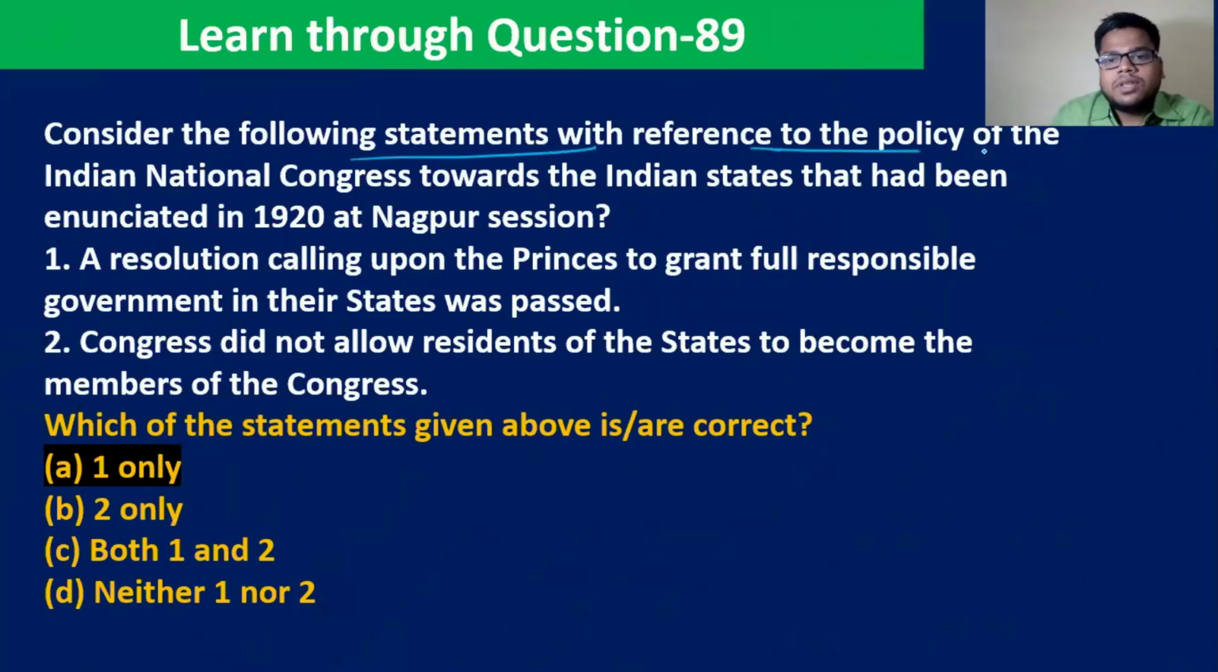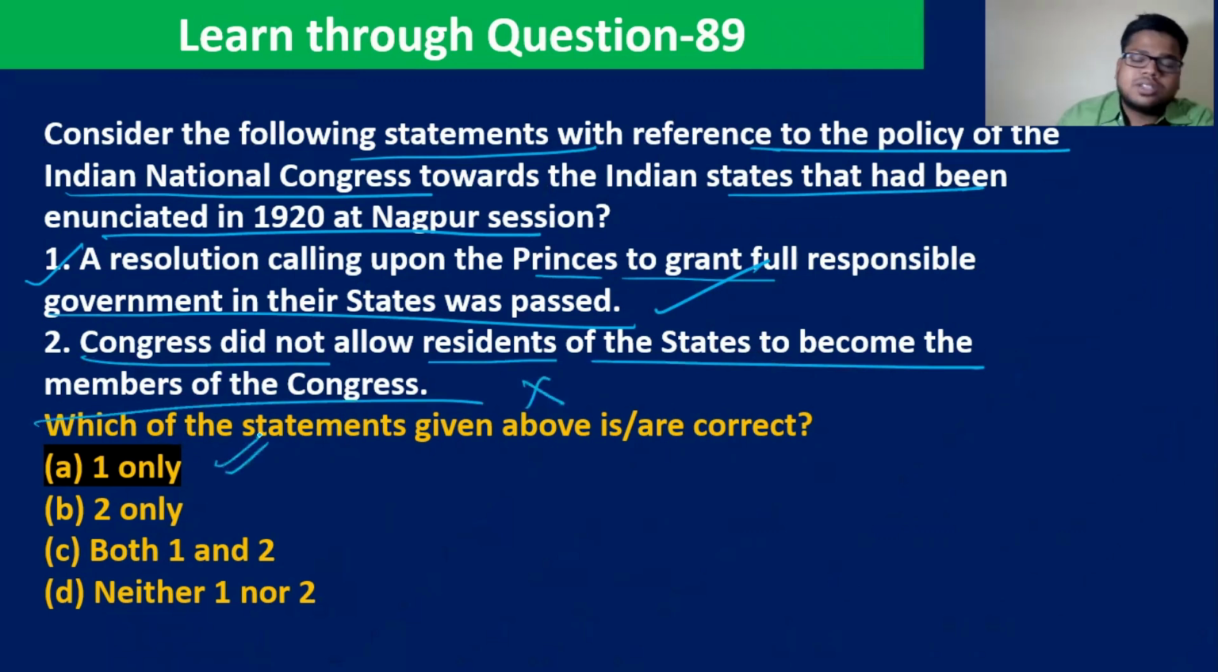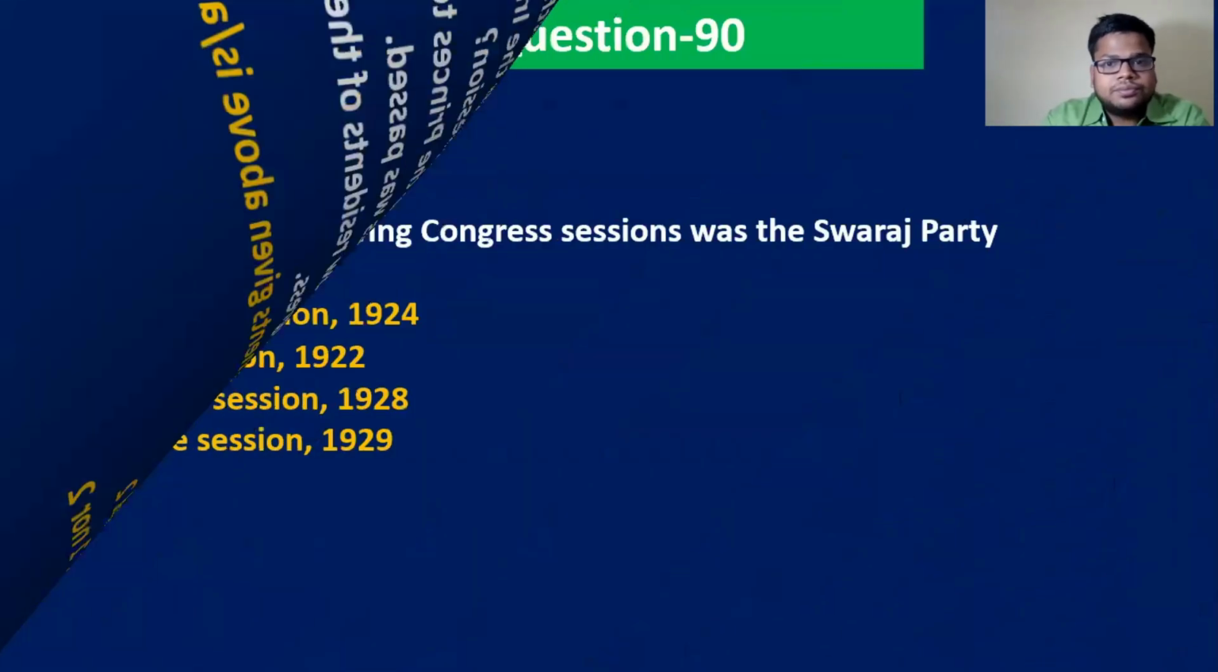Let us see the question. Consider the following statements with reference to the policy the Indian National Congress enunciated in Nagpur. The resolution called on the princes to grant full responsible government. Yes. It did not allow residents of the states to become members. No. It did allow residents to become members of the Congress.